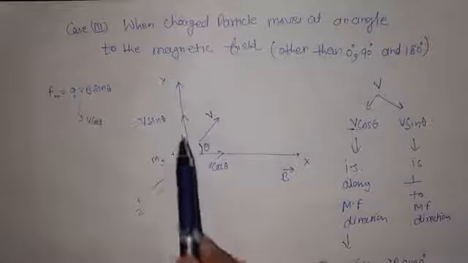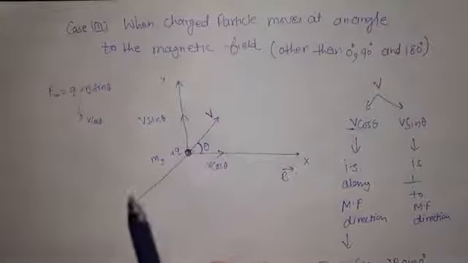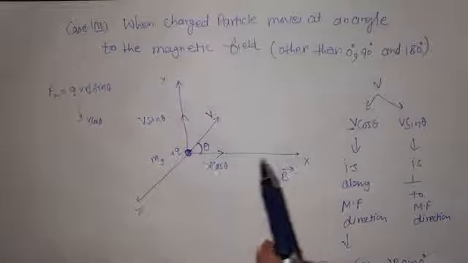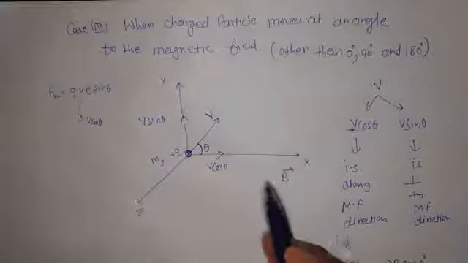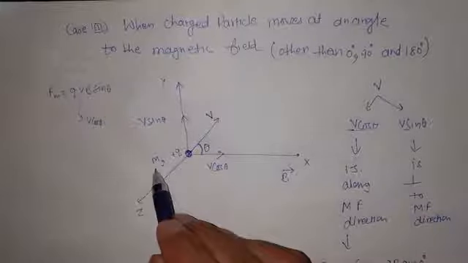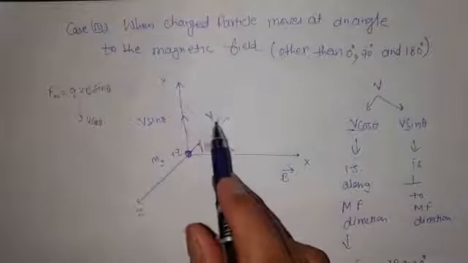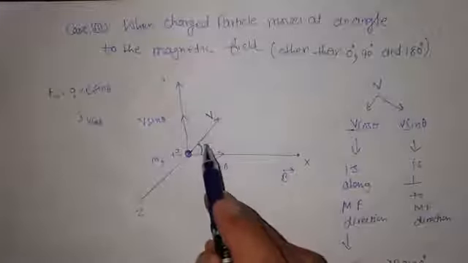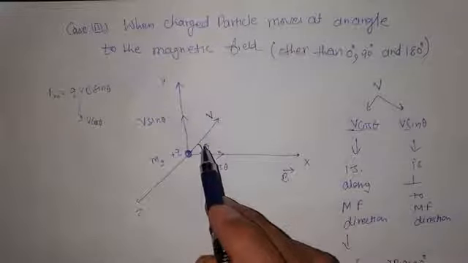For this purpose I have considered the x-axis, y-axis and z-axis. Now let us suppose the magnetic field is along the x-axis and there is a charge plus q whose mass is m. It enters at an angle, so its velocity is at an angle with this magnetic field. It is making this theta angle.